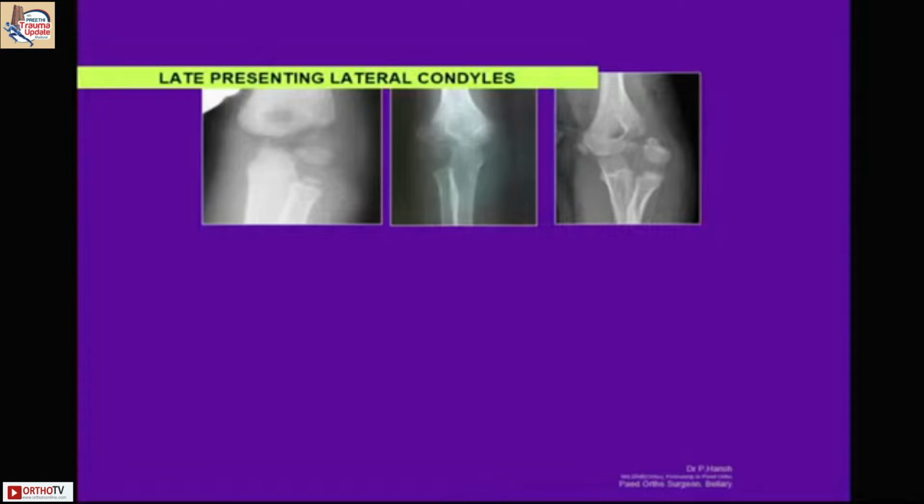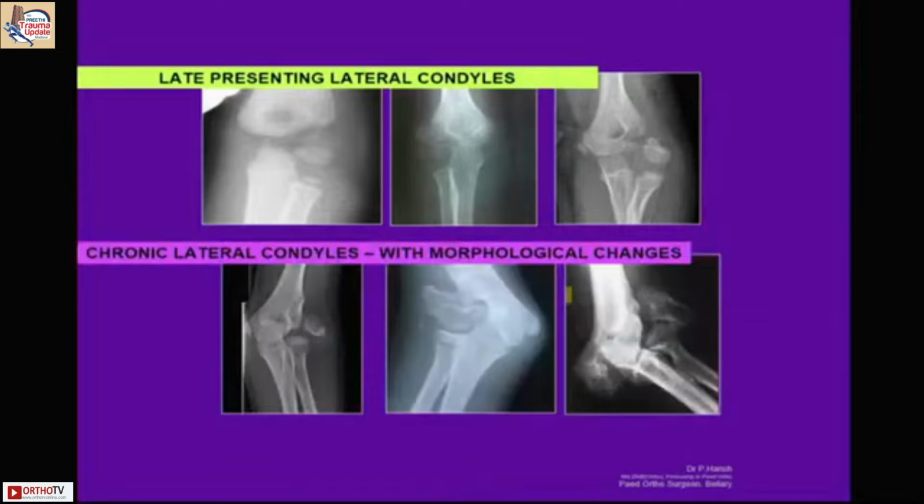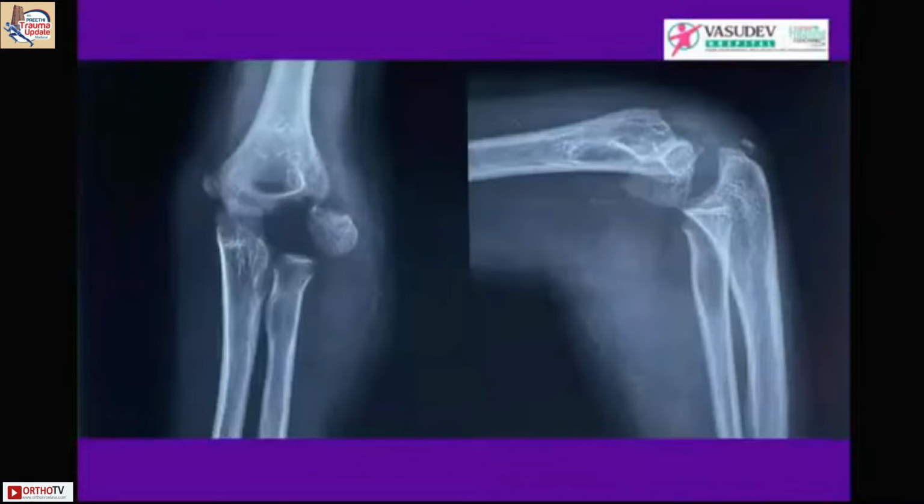So we don't want to see these kinds of late presentations and chronic lateral condyle fractures. The aim of this talk is to prevent these late presentations from turning up in our outpatient clinic. Okay, so it's very obvious that we have a lateral condyle fracture here.